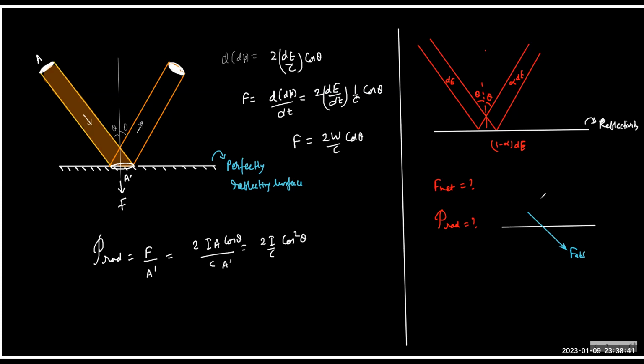Tell me. One minus alpha W by C. Yeah, so this is 1 minus alpha W by C. That is the force. But there is one more force due to the reflection, and the force due to reflection will act this way, right? So what is the force due to the reflection part? 2 alpha cos theta W by C. Yeah, so 2 alpha W cos theta by C, right? So what is the net force?